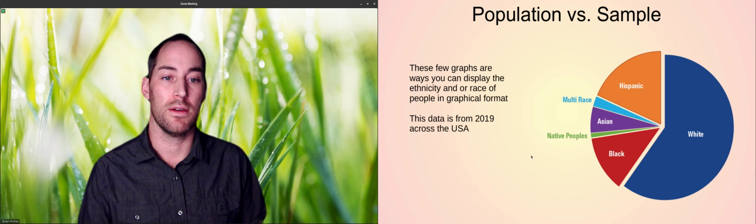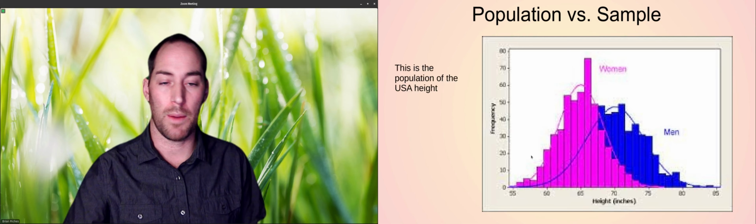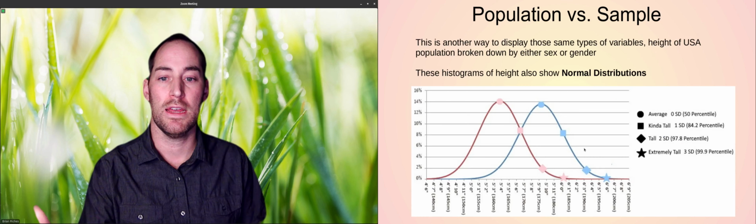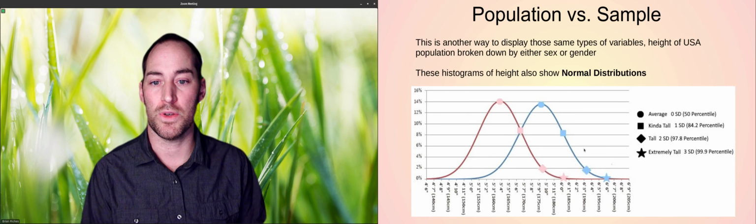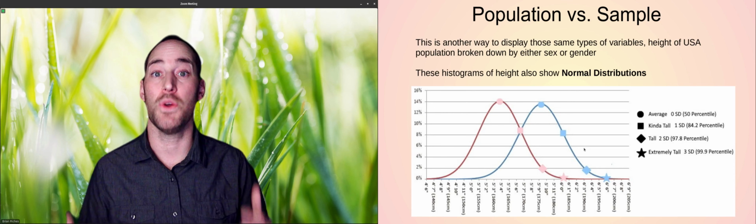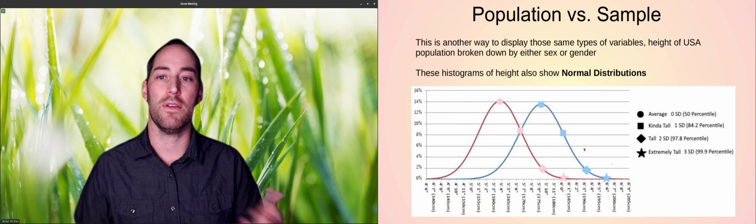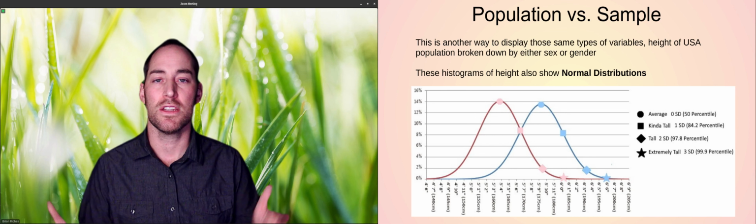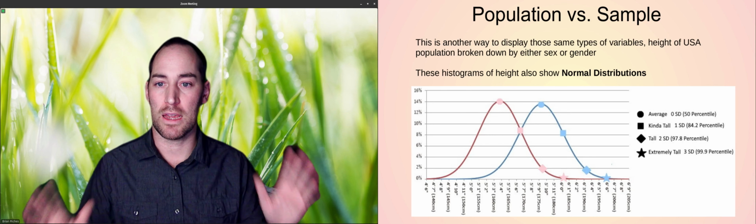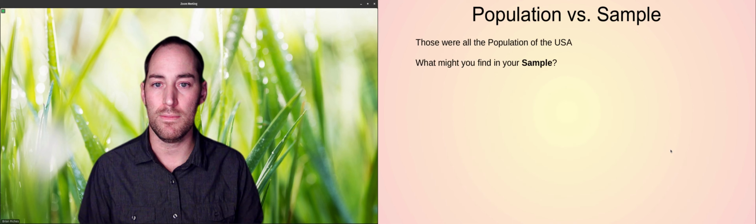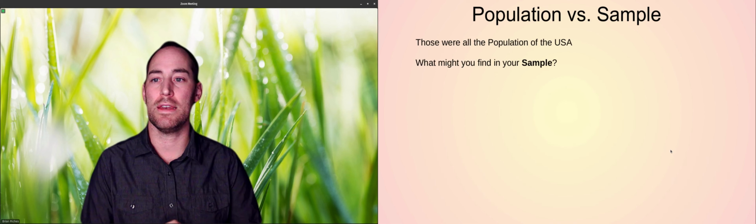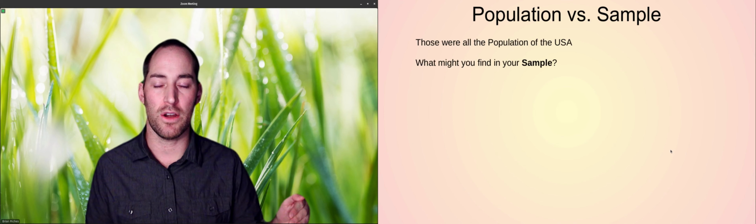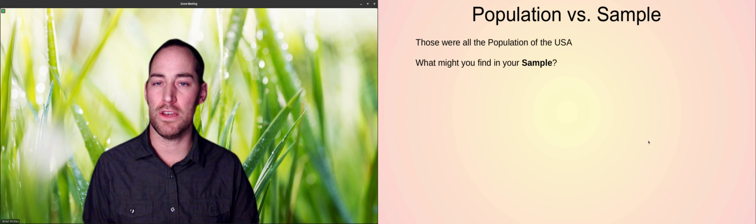So here we've got, again, pie charts, bar graphs, histograms. This histogram has the normal distribution, and this is just the normal distribution by itself based off of your sample. So again, we've sampled maybe 500 people across the US, got their heights, split them up by sex, and compared those. So what might you find in your sample? Most of these graphs were of the entire US population, but what might you find in your sample?